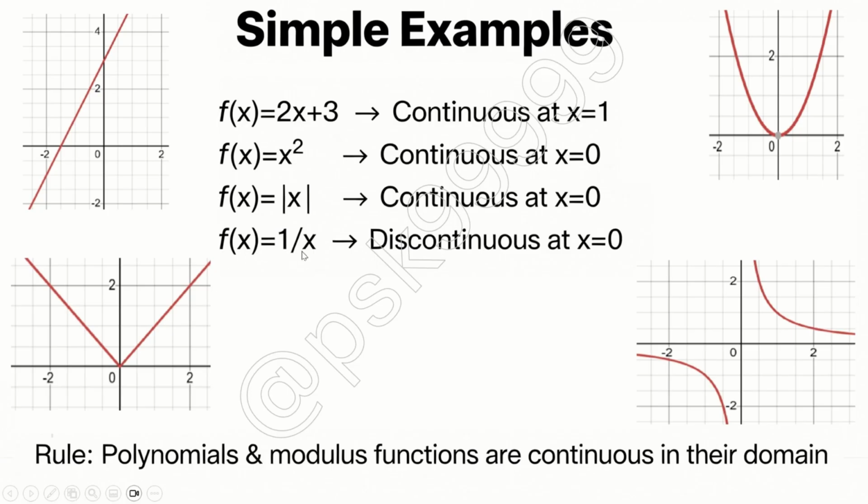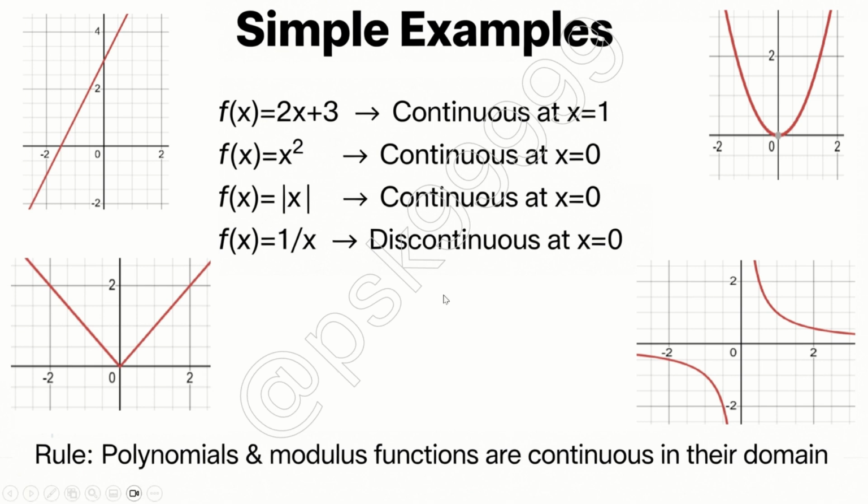Now f of x equal to 1 by x. That graph looks something like this. Do you think you can draw this graph without lifting the pen? Definitely no. That means there is a discontinuity, and that discontinuity is at the point 0. At x equal to 0, this f of x is not defined. It will become 1 by 0, which is infinity, right? So this is discontinuous. We will call the function 1 by x discontinuous at x equal to 0.